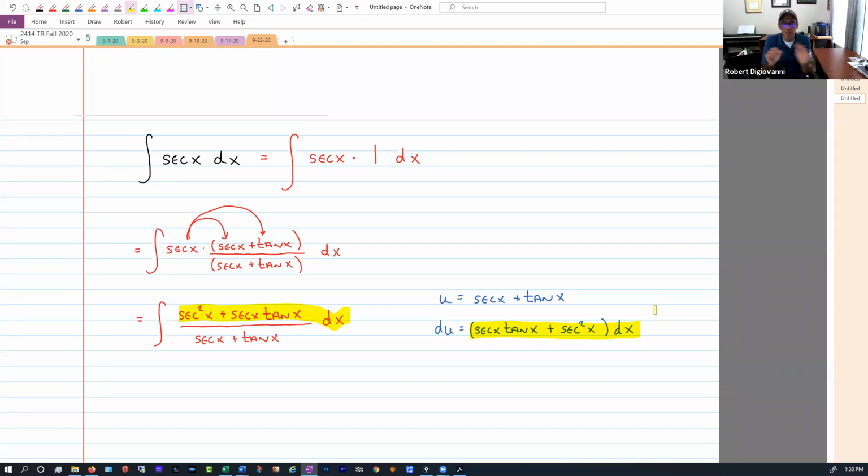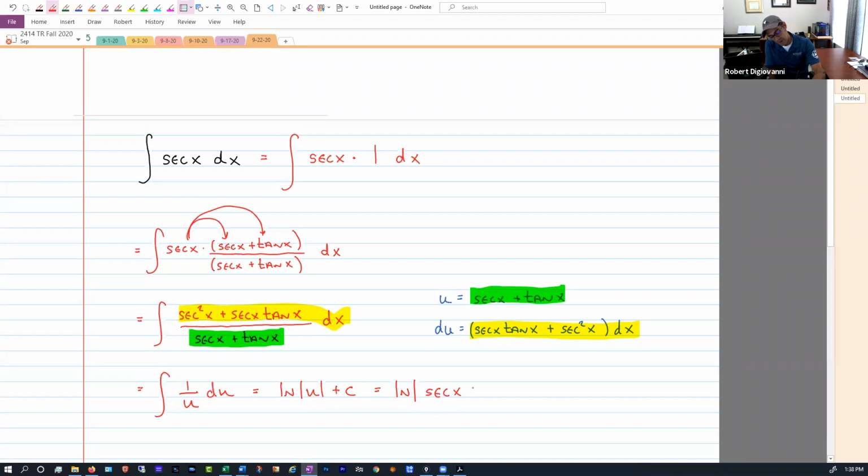Now, the order is switched, but it's addition, so that doesn't matter. And then the denominator is u. So all you get here is the integral of 1 over u du, and the antiderivative of that is just the natural log of the absolute value of u plus C. But u was secant x plus tangent x, plus C. And that's the formula. That's what you would have seen in the formula.